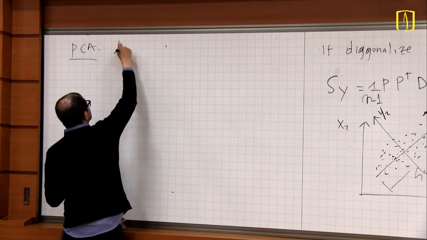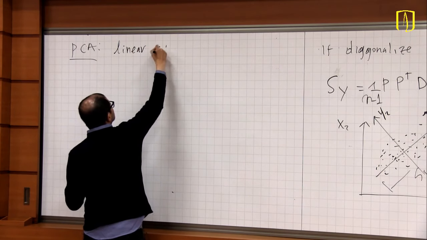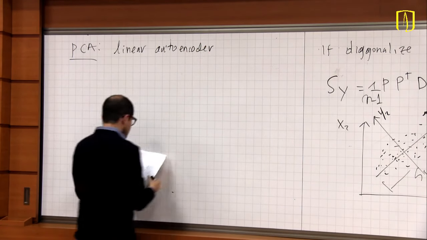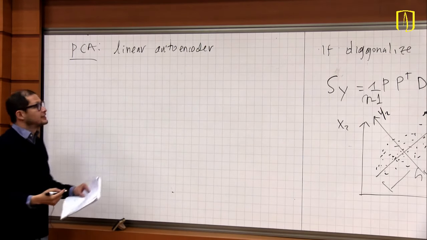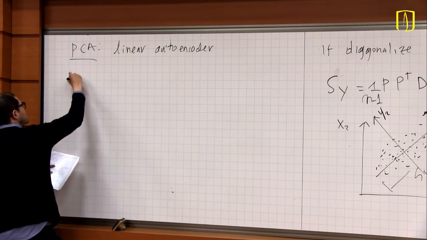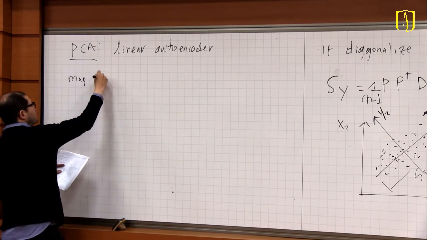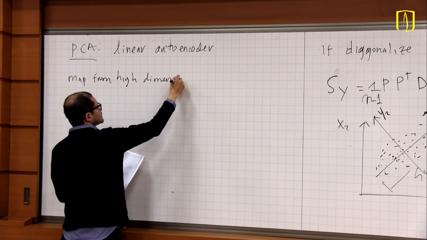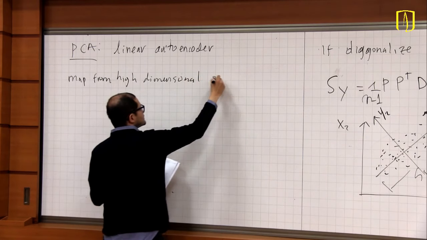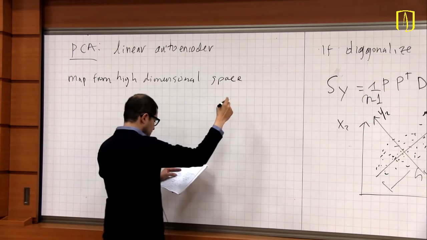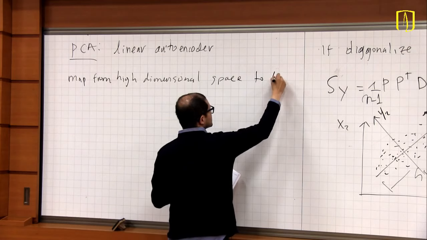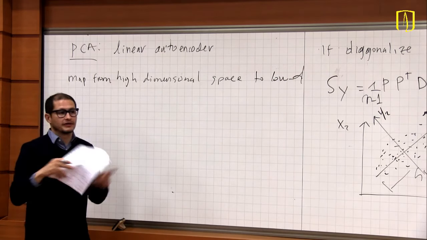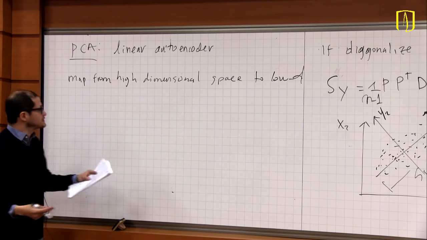So, linear autoencoder. What is an autoencoder? It's basically a map from a high dimensional space to a lower one. Okay, which you already see where I'm going, right? And autoencoders are usually, okay.